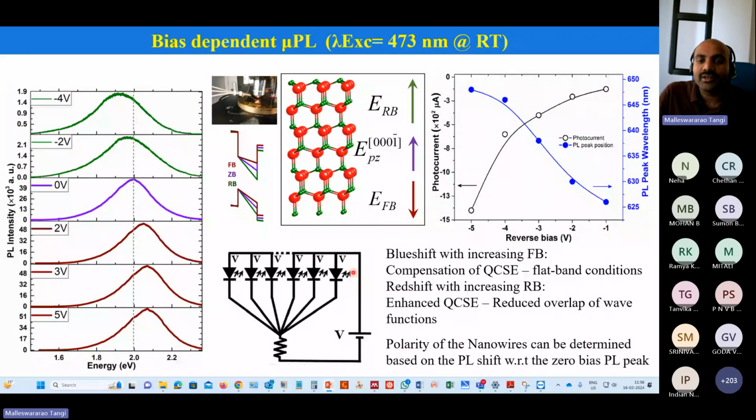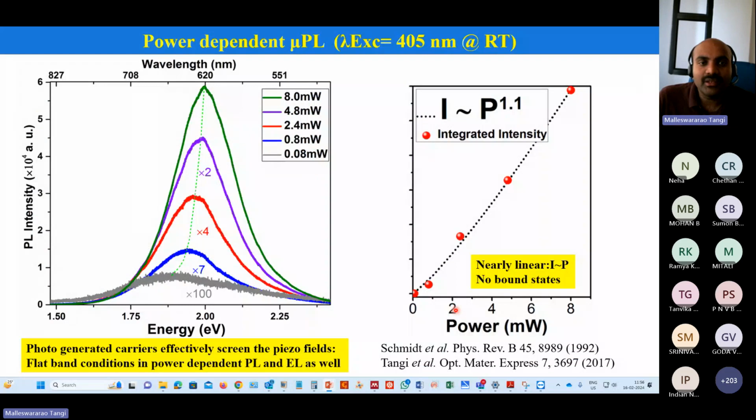So by this, we understood that in order to get highly efficient devices, we have to grow material along the nitrogen polar direction. Gallium polar direction will not help. And the same thing is studied by power-dependent micro-photoluminescence. Here we increase the power of the excitation source.